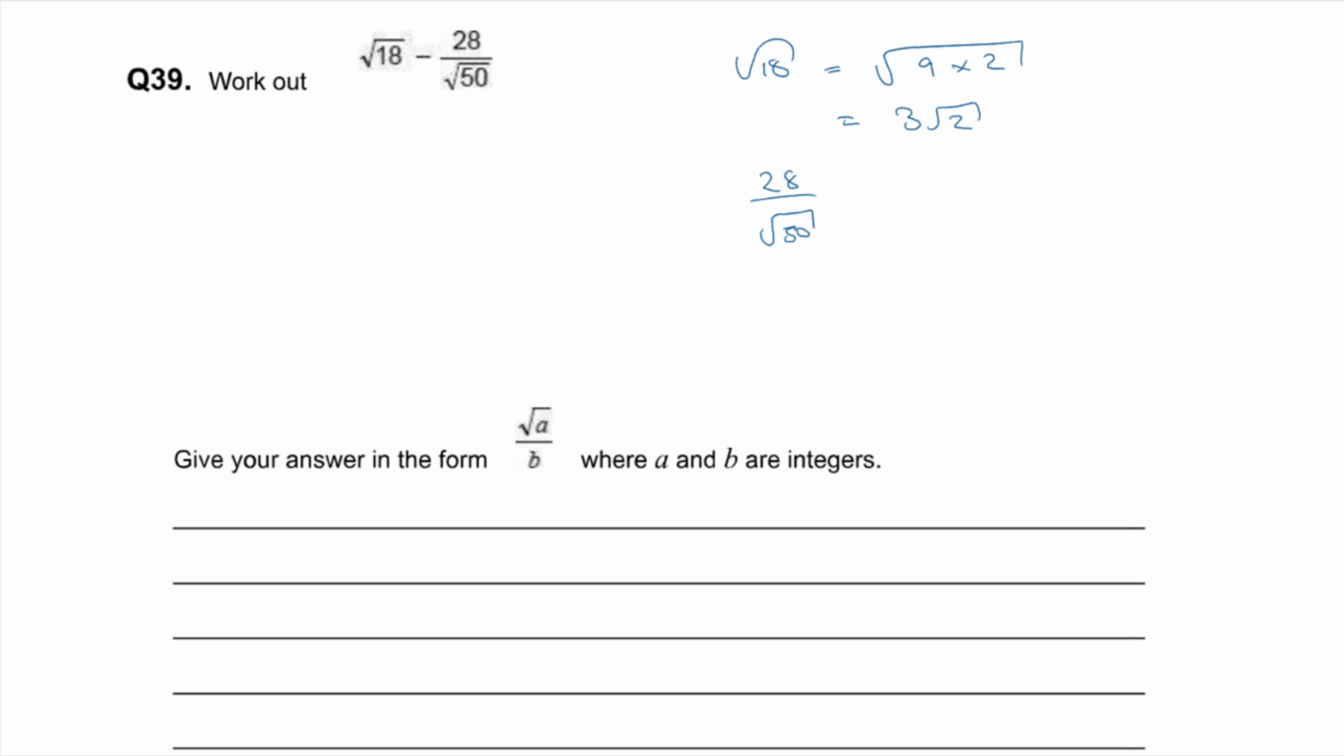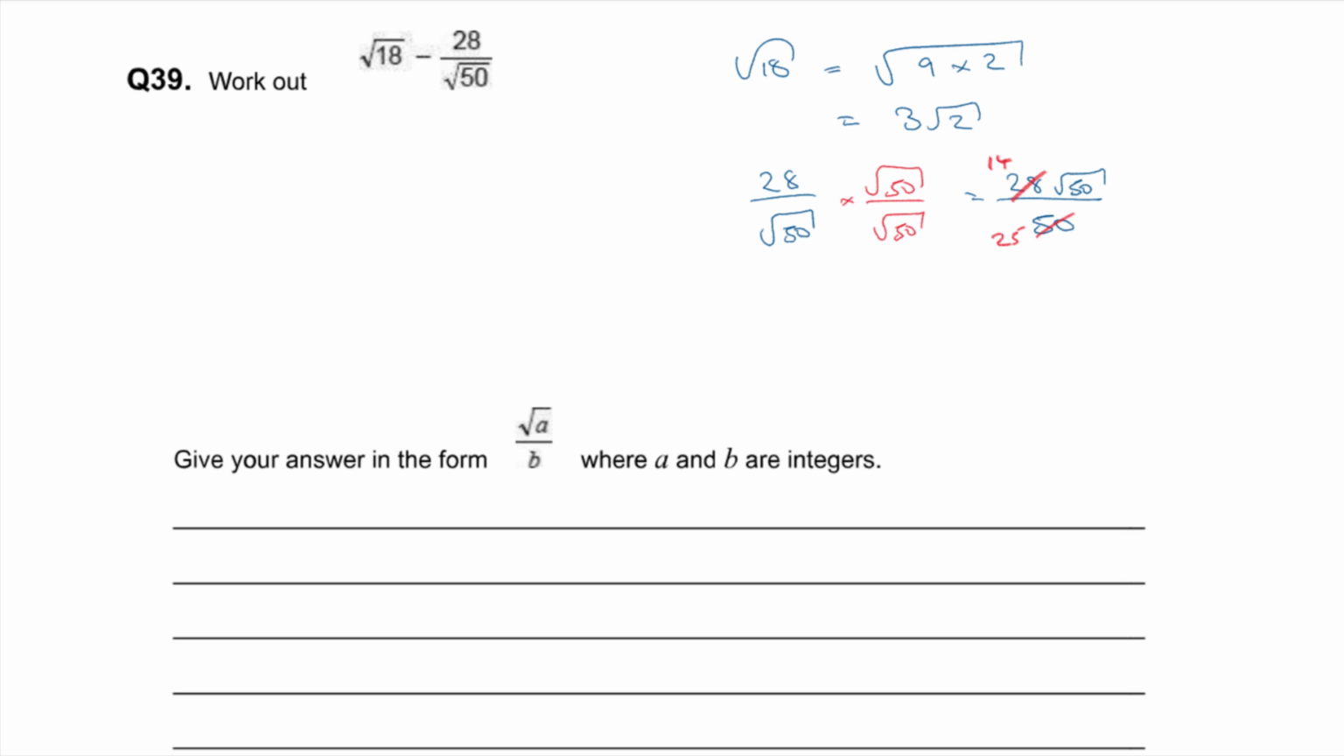Now doing the same thing as with the last question, multiplying top and bottom through by root 50. So that's going to rationalize your denominator. Root 50 times root 50 is 50. And that's going to give me 28 root 50 on the top. Now root 50 might also simplify. I can certainly divide 28 and 50 by 2. That's going to give me 14 over 25, isn't it?